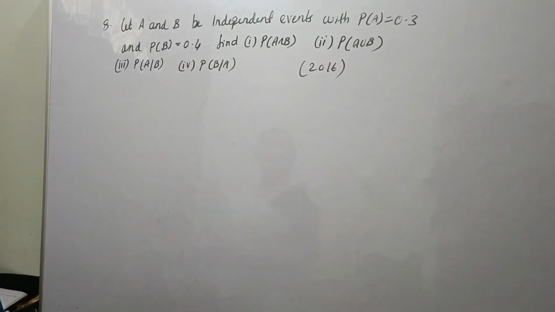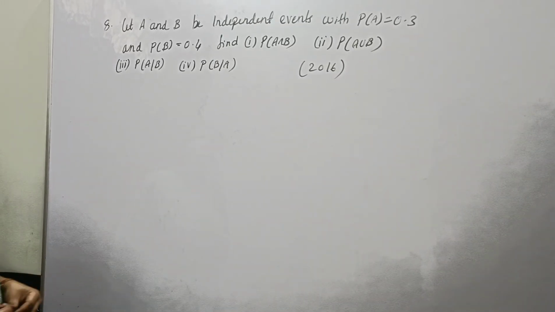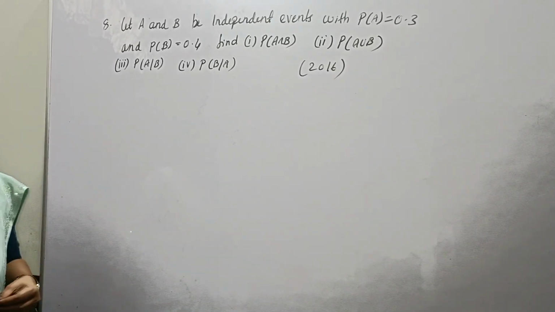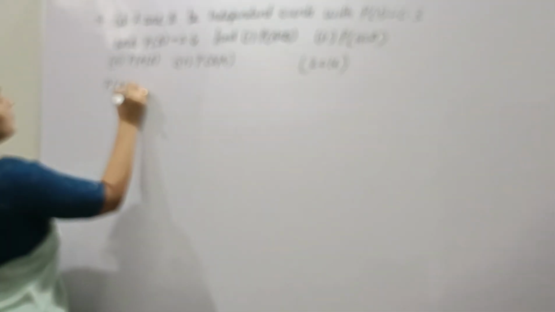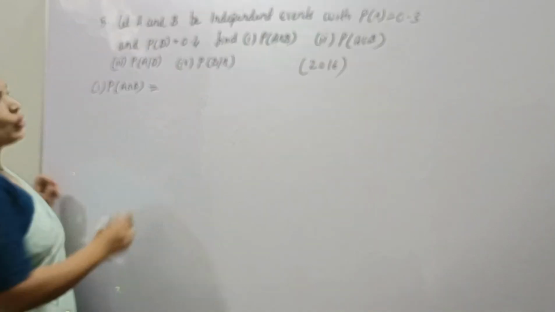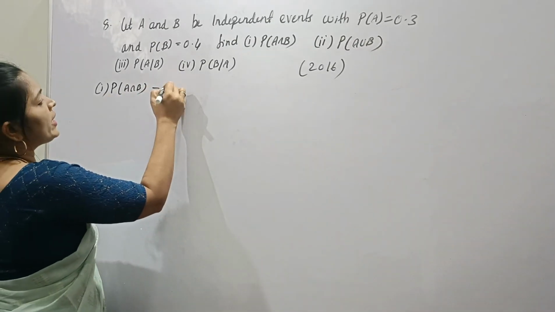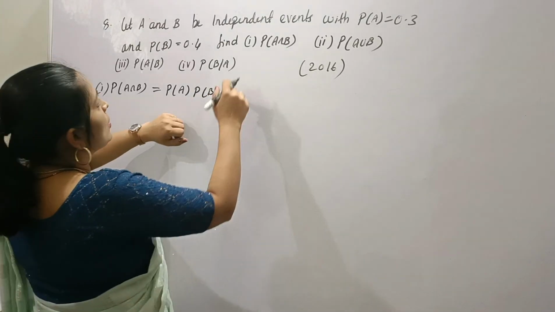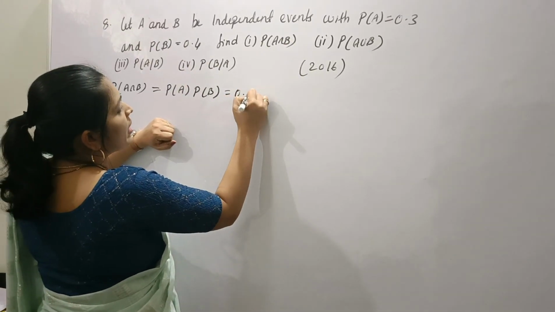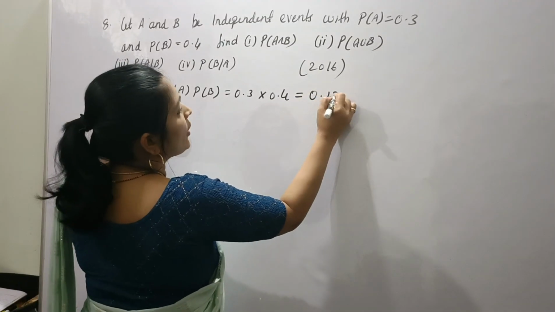Let A and B be independent events with the probability of A equal to 0.3 and the probability of B equal to 0.4. Find probability of A intersection B. First of all, let's find probability of A intersection B. Here it is given A and B are independent events. If A and B are independent events, then probability of A intersection B is equal to probability of A into probability of B. That is 0.3 into 0.4, that is equal to 0.12.